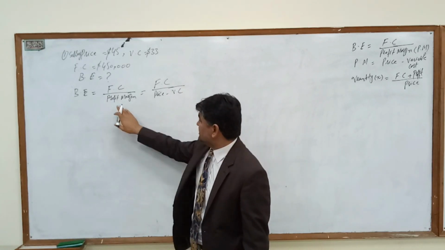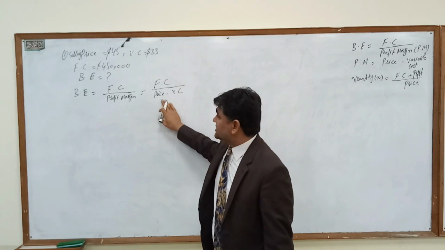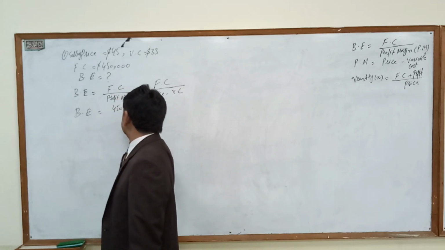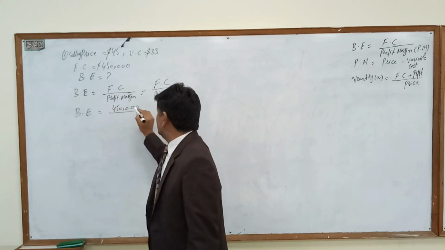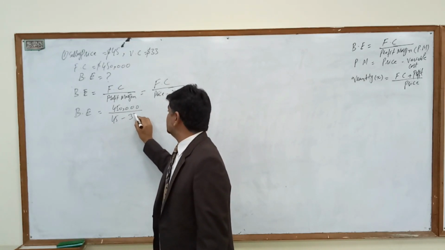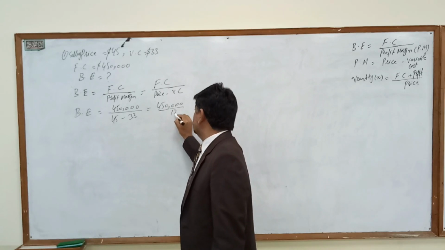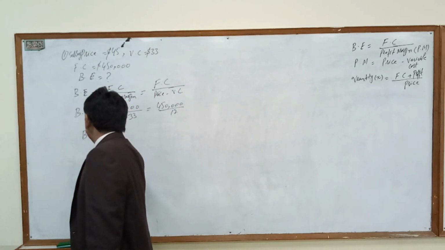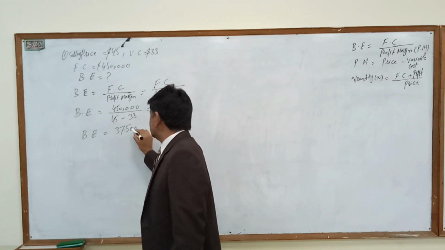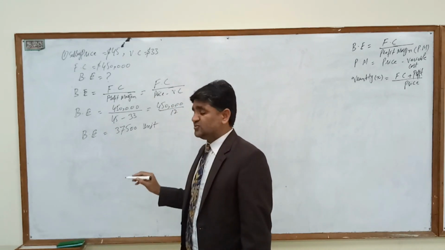It's up to you, students. Either you can write this formula or you can write this. Profit margin is always equal to price minus variable cost. So break even is equal to fixed cost, which is 450,000. What is price? That is $45 minus variable cost. So $450,000 divided by 12. The break even quantity is 37,500 units.